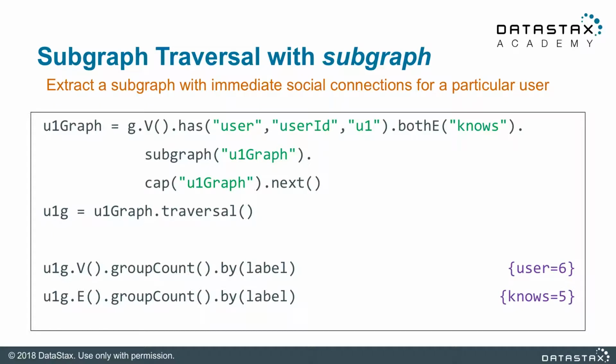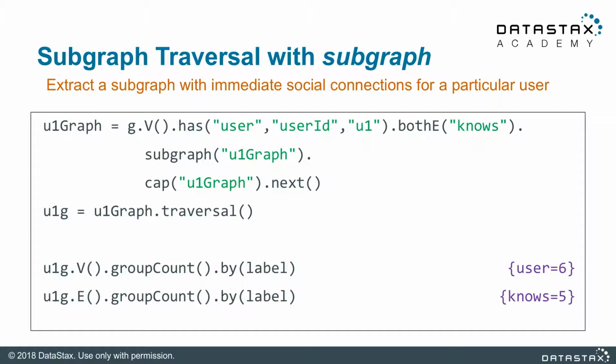In edge-induced subgraphs, we start with the edges. We will call that the U1 graph. We will cap it to force those traversers to do their work, and then we'll return the graph. We will do the same kind of statistical analysis on this graph as we did in the last example. We're going to group count by label, the vertices, and the edges.